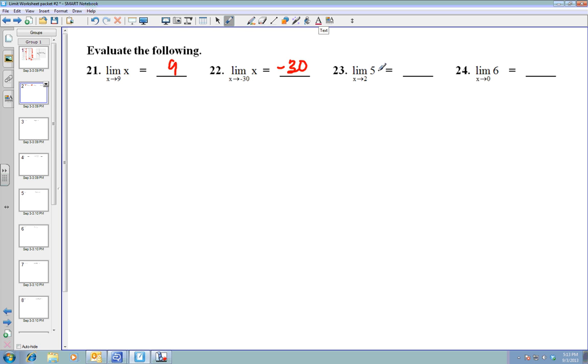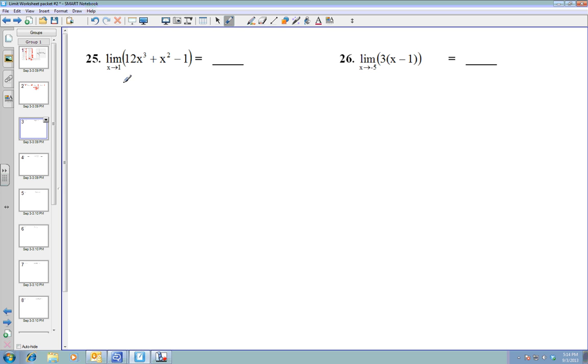Substitute my 2 in. There's no place to substitute my 2 in. So remember what this looks like. This is 5. This is a horizontal line at 5. And if I do this graphically by looking at the graph, as x approaches 2, isn't that just going to be 5? So that's one of our rules for limits. As the limit approaches a constant, your limit is that constant. So as x approaches 0 of 6, my answer has to be 6.